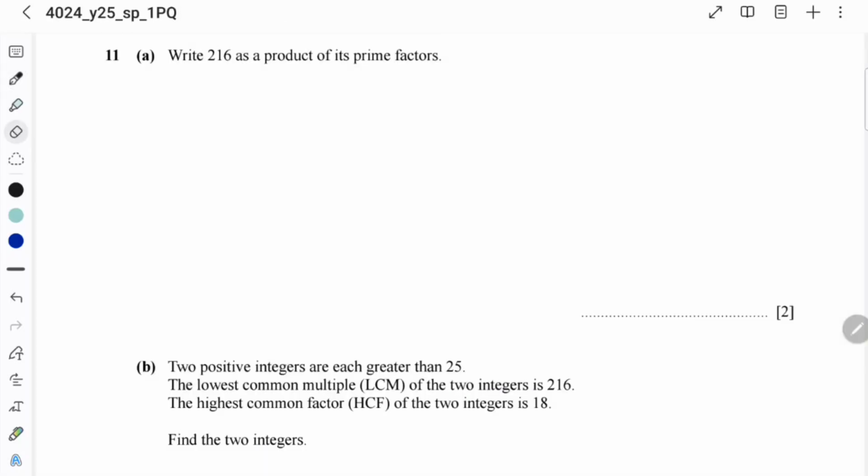All right. And this question came in the practice paper 2025-4024. Write 216 as the product of the prime factors. So in 216, we can easily find out by prime factorization.